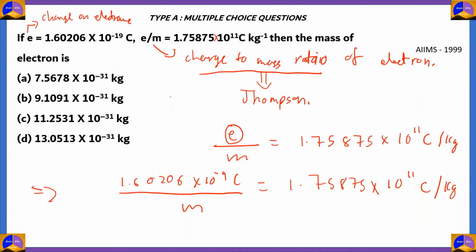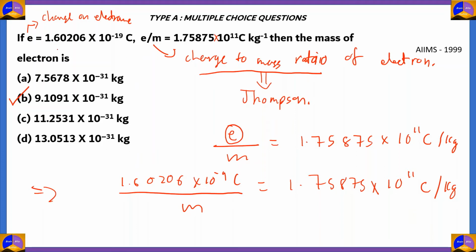So the right answer would be the one with 9 in its answer. So the only quantity here which has the number 9 in the part before the decimal, that is the ones place, is option B, 9.1091 into 10 raised to minus 31 kg. And so on approximation, we're getting option B, 9.1091 into 10 raised to minus 31 as our answer. So option B is the right option.